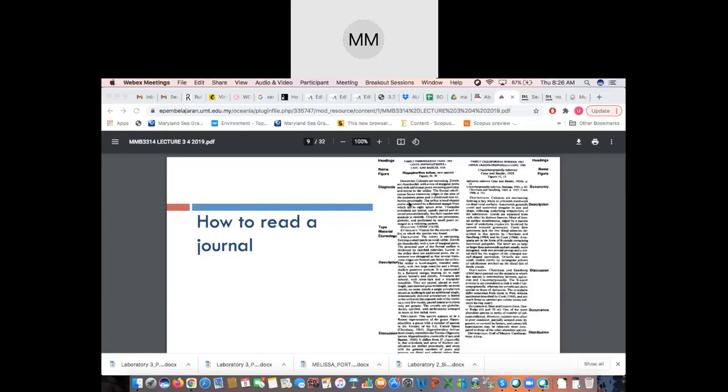But diagnosis will actually pick out the most important feature that you can use to quickly identify species A in comparison to species B, C, etc. That is what a diagnosis is.